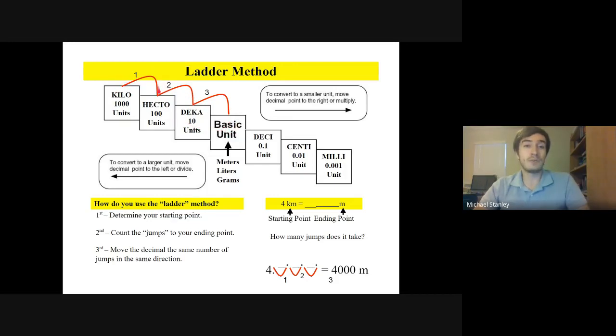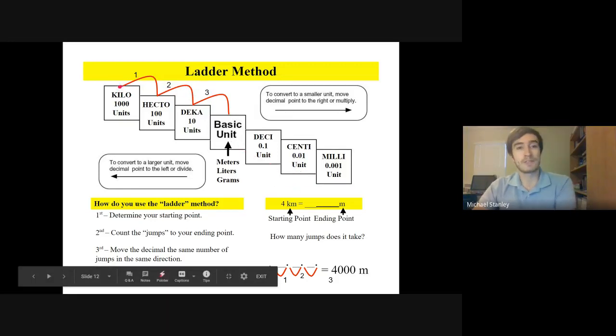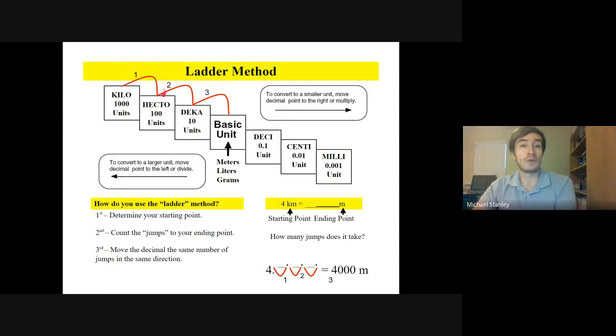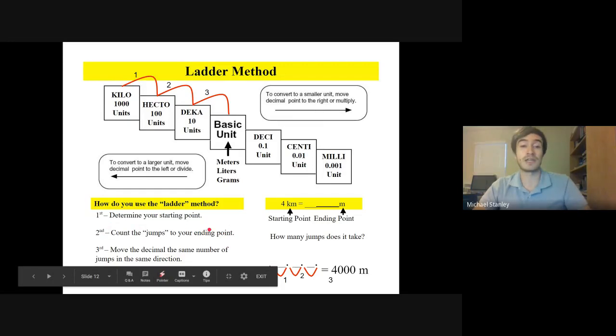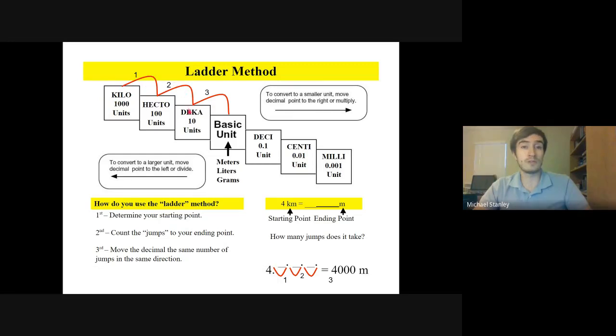And we're going to take 1, 2, 3 steps in order to get here. So these red lines and numbers up here correspond to this example. When we start at kilo, we go 1, 2, 3 steps down, and now we are at our base unit. We are at our meter. So that whole process was the second step. Count the jumps from the starting point to your ending point. Starting point is kilo, ending point is basic meter. We had to go 1, 2, 3 jumps to the right.